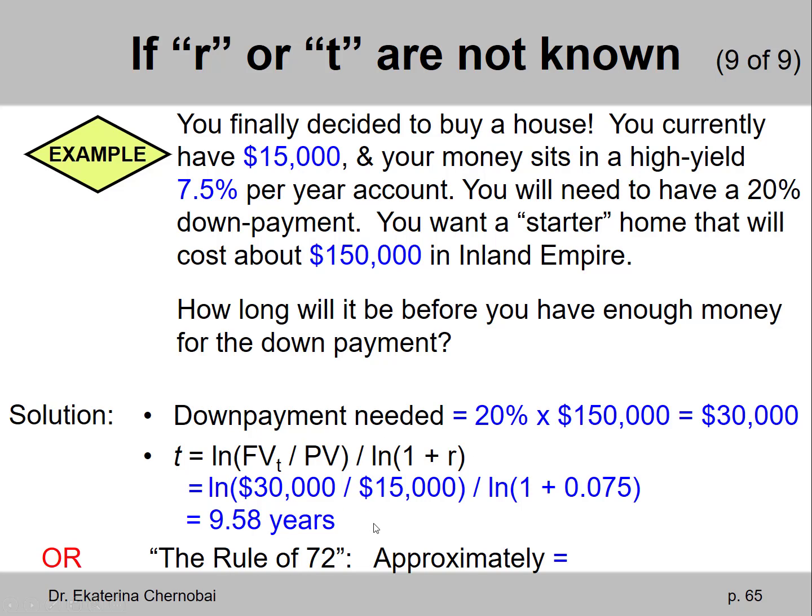So I can use the rule of 72. That allows us to speed things up and calculate a lot faster how long it will take for your money to double. It's not going to give the most accurate answer, but it will be pretty close. So to use the rule of 72, we take 72 and divide by 7.5. That gives 9.6 years. Approximately 9.6 years, exactly 9.58 years. The two answers are pretty close.